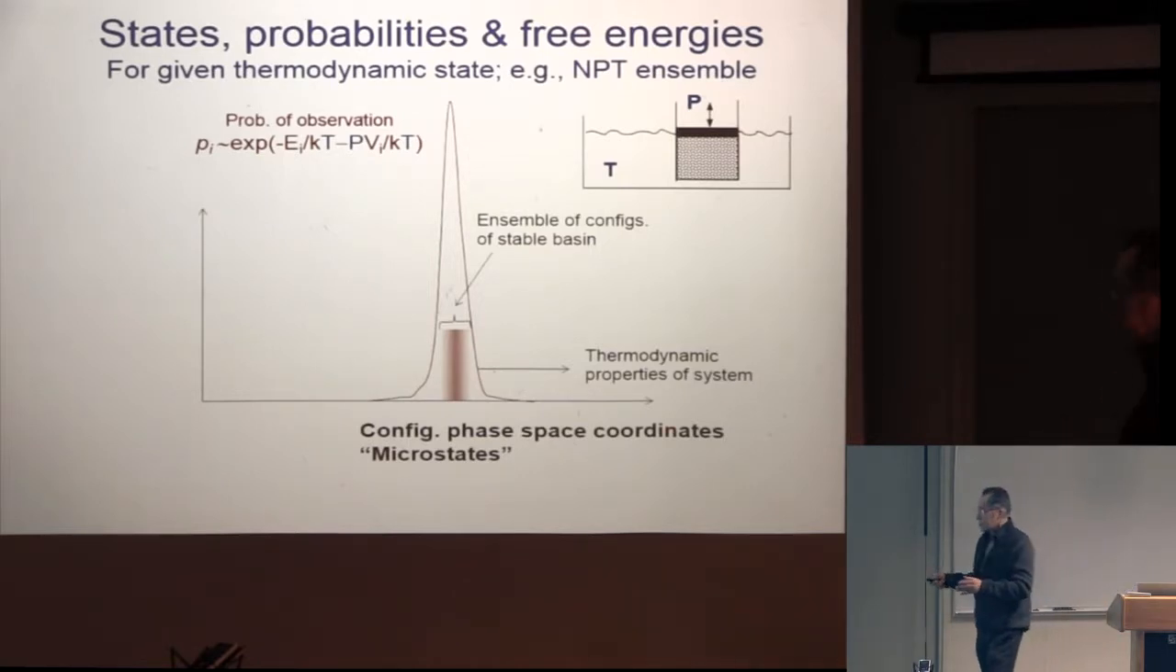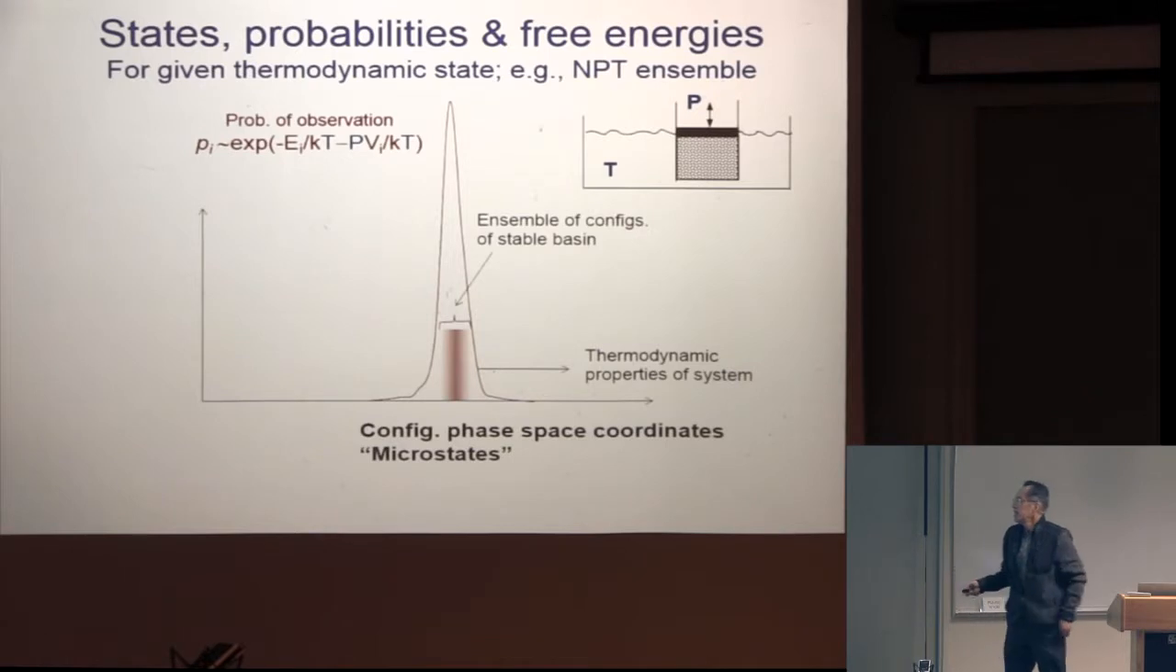Here I'm just drawing it in one dimension, right? Then you will find that each one of those combinations, we're going to call them microstates, that there will be a subset of these microstates, an ensemble of these microstates, that will be most likely to be visited given these conditions.